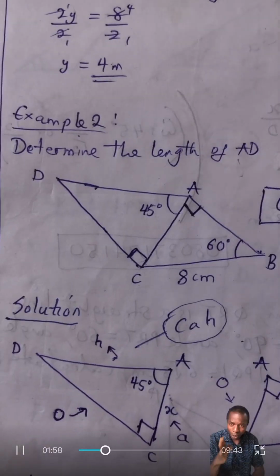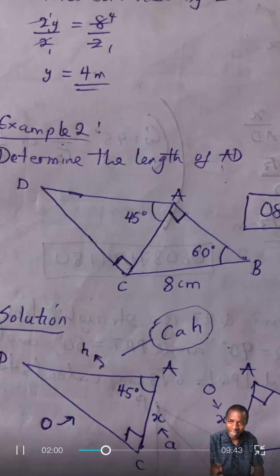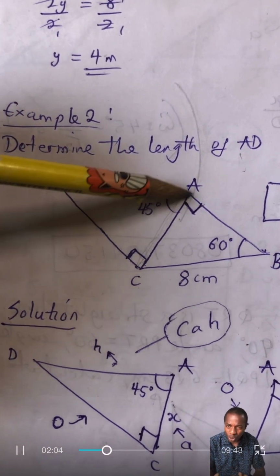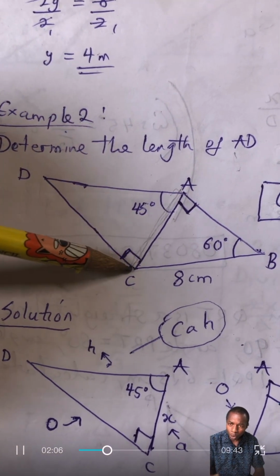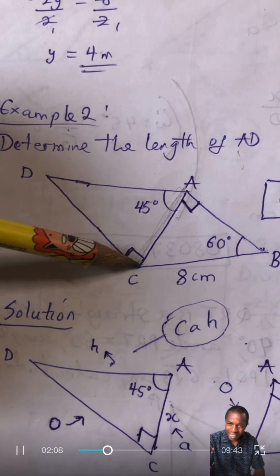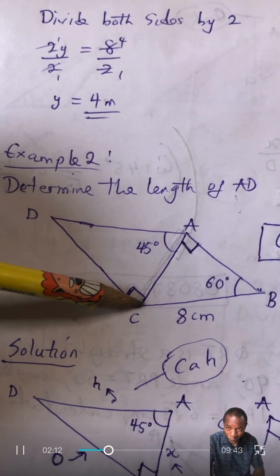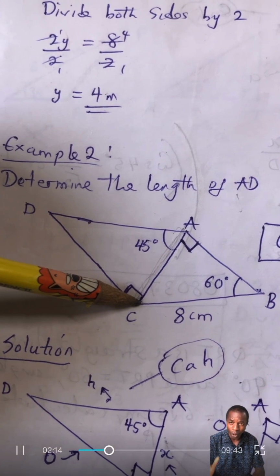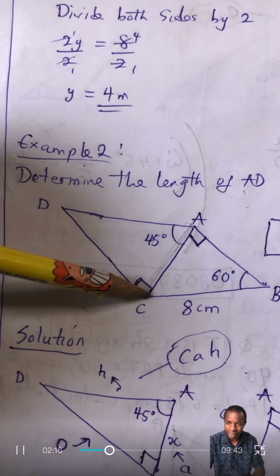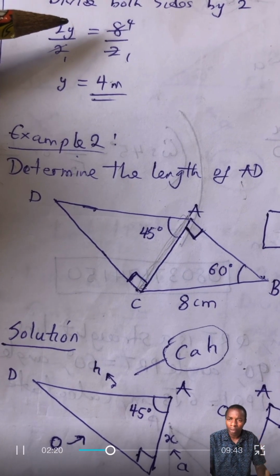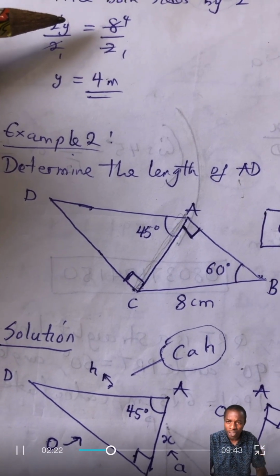In this particular shape, the common side is line AC, and the value of line AC is not given. So we need to find the value of that line AC, the common side, because it will help us to find the required length of line AD. I always advise you again, learn to split the shape so that you can have separate triangles.